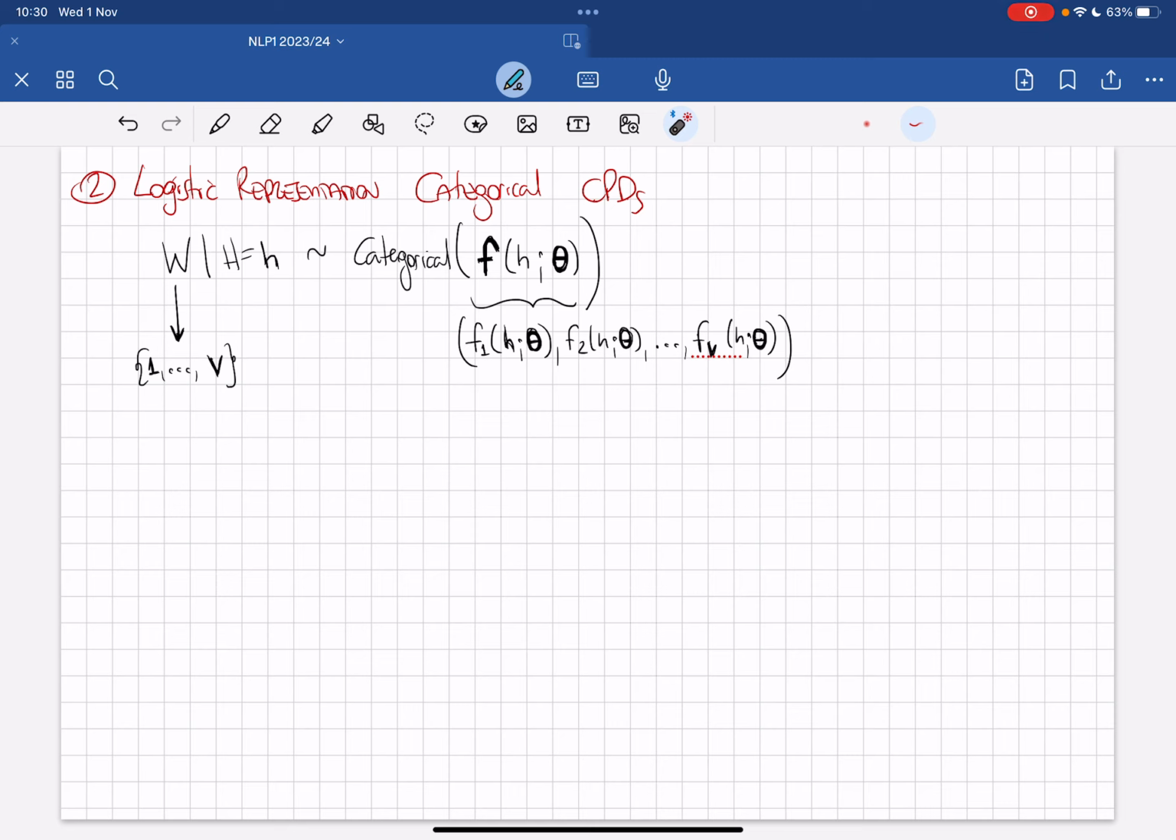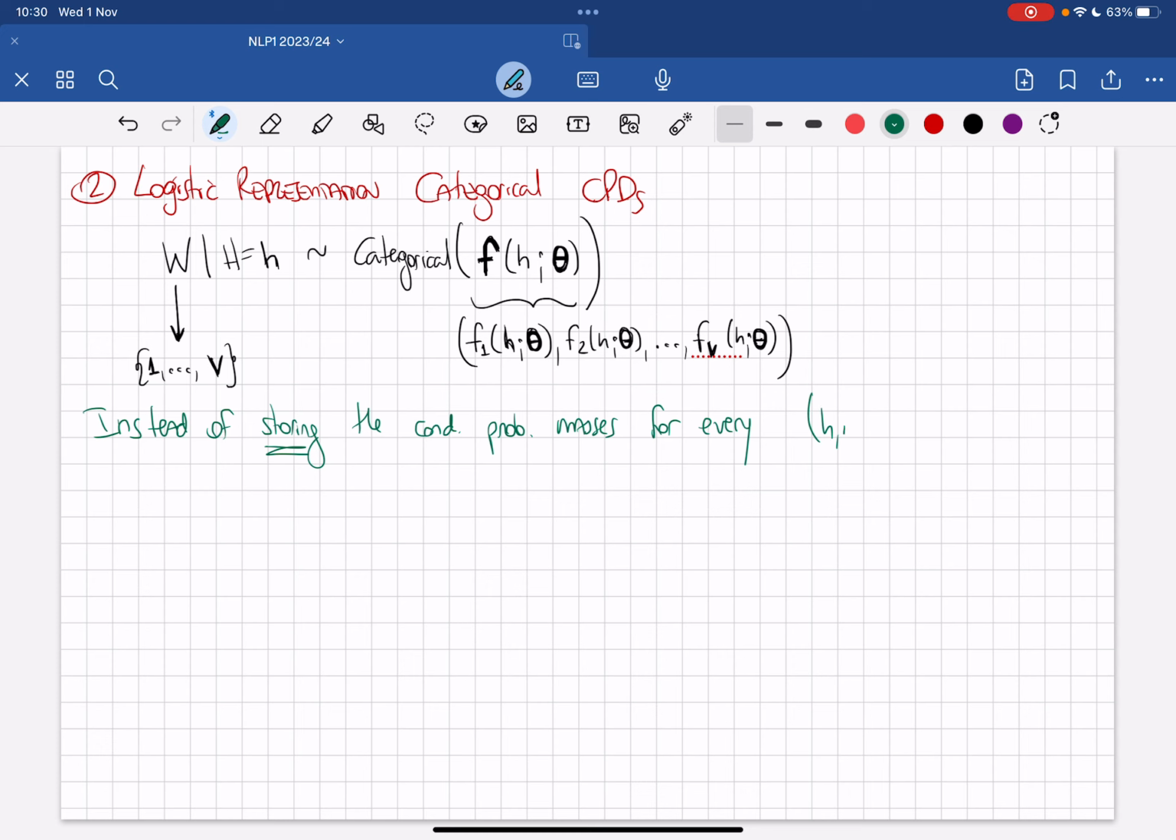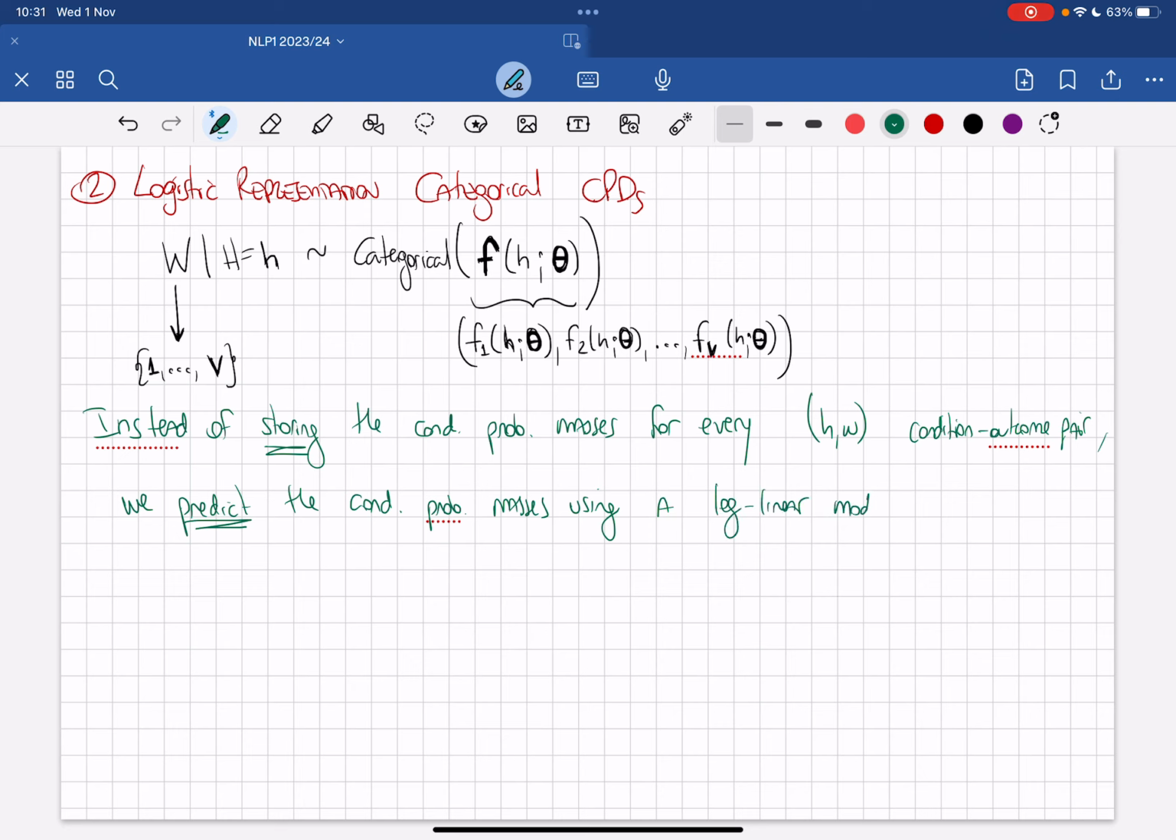Okay, this time we are going to be using a different mechanism. So I'm going to spell this out. Instead of storing the conditional probability masses as we did before, for every condition-outcome pair, we crucially predict the conditional probability masses using, and here is the key, a log-linear model. And that's where the logistic name comes from, actually.